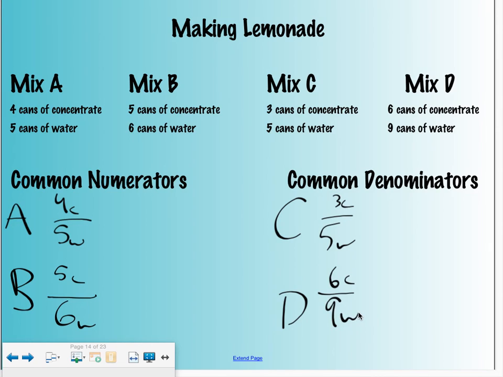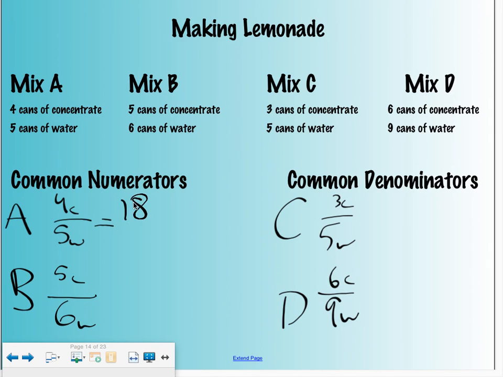Okay, so I want a common numerator. So 4, 3, 5, and 6. We want to pick a number that is divisible by 3, 4, 5, and 6. So you can pick the least. You can pick any one really. So what do we think? Okay, I'll tell you that I use 180 because 180 is divisible by 3, 4, 5, and 6.